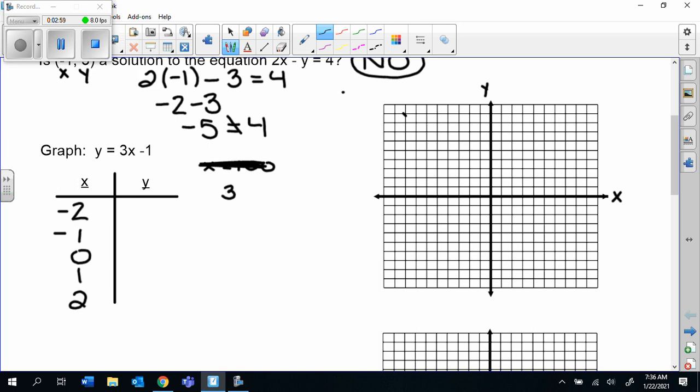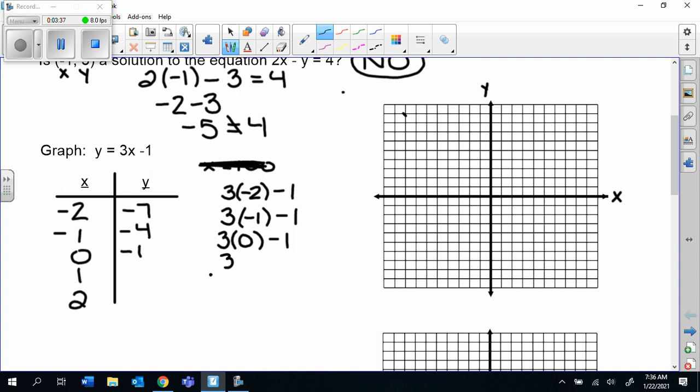So 3 times -2, subtract 1 more. 3 times -2 is -6. Take away 1 more gives us -7. 3 times -1, subtract 1 more. 3 times -1 is -3. Subtract 1 more is -4. 3 times 0, subtract 1. Anything times 0 is 0. Take away 1 more. It's -1.